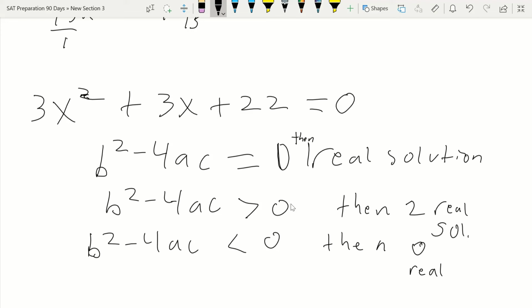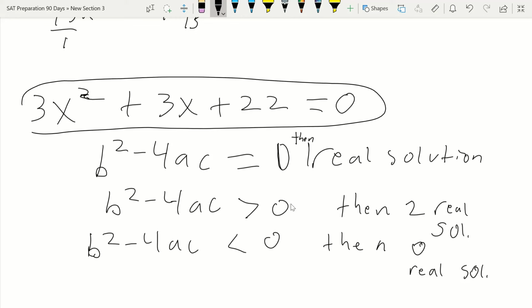Right? So you could see a question on the SAT where it asks you how many real solutions there are. It gives you an equation like this. And the quickest way to find the answer is by using b squared minus 4ac, seeing if it equals 0, because if it equals 0, then there's one real solution. If it is greater than 0, or positive, then there's two real solutions. And if it's negative, then there are 0 real solutions.